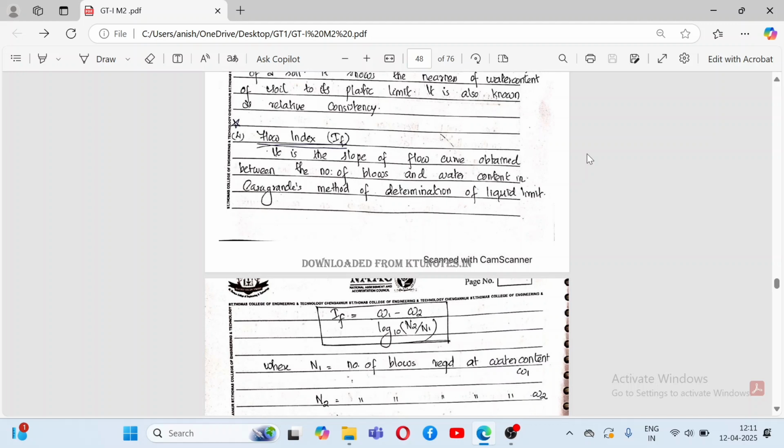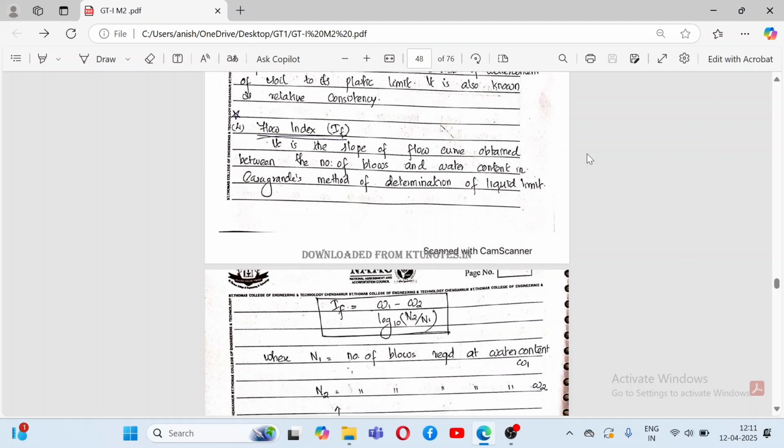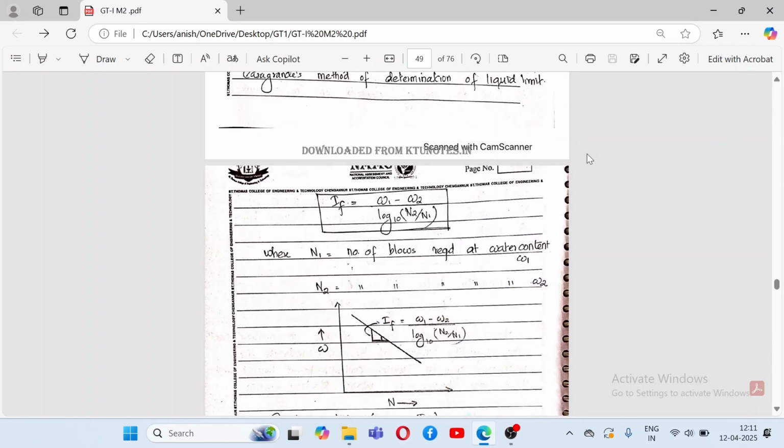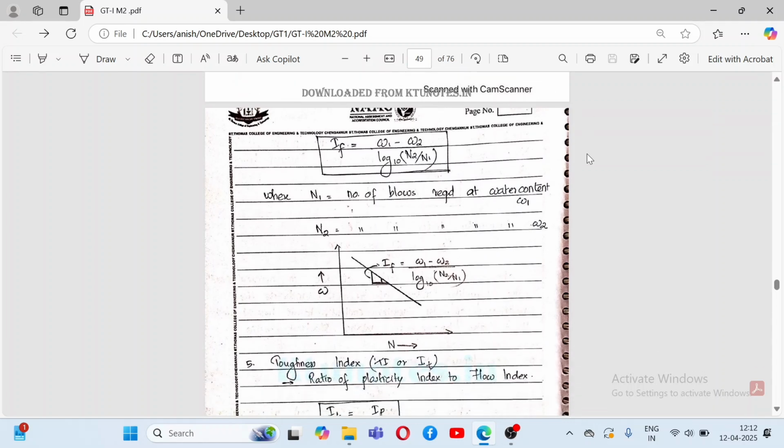Okay, so flow index, it is the slope of a flow curve obtained between the number of blows and water content in Casagrande method of determination of liquid limit. Okay, IF is given by W1 minus W2. We'll take two water contents from that, divided by log to the base 10 N2 by N1. Okay, where N1 is the number of blows required at water content W1, and N2 is number of blows required at water content W2.